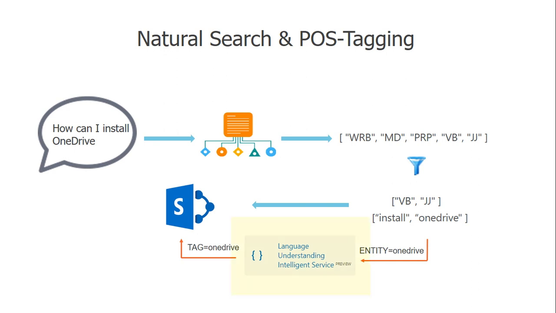What if we use LUIS to extract entities and make them match to tags in the document management system? In this case, we can bet that a document containing the words "install OneDrive" and that is tagged with OneDrive is really a how-to-install-OneDrive document. Using LUIS to extract entities should offer greater accuracy in the results. That's what I'm going to show you in a minute, using both SharePoint and the database.